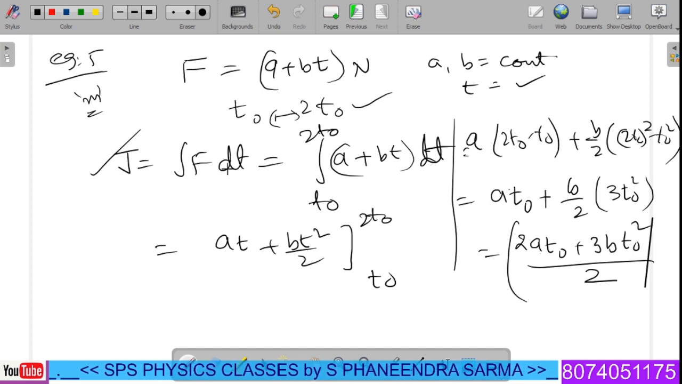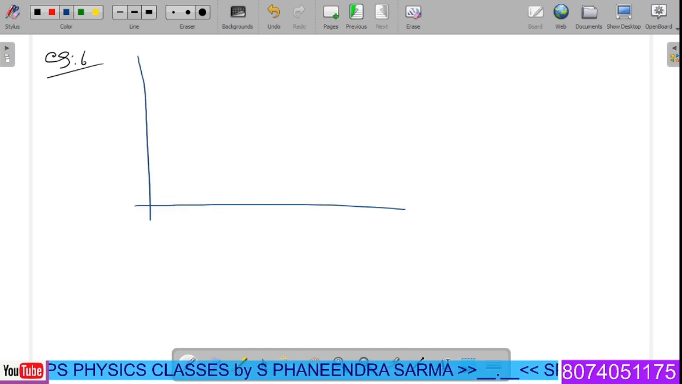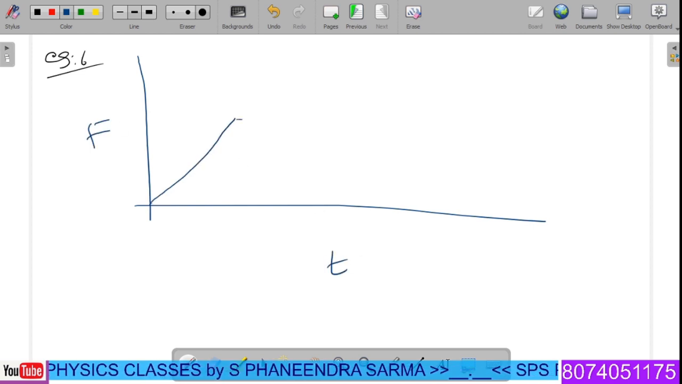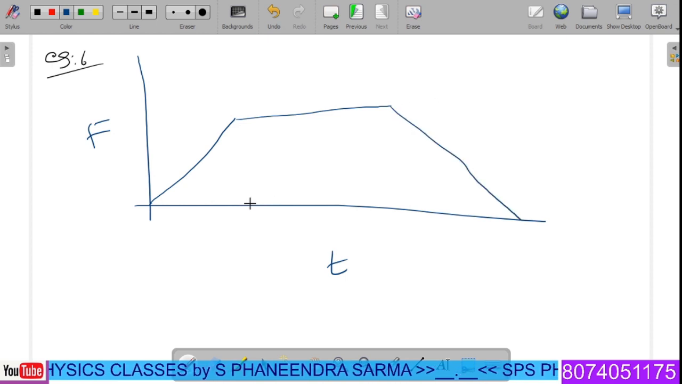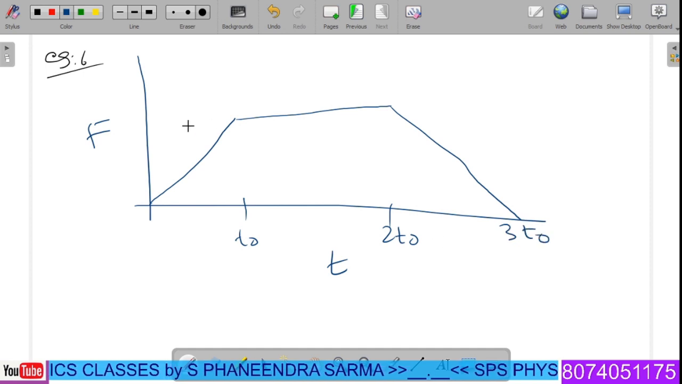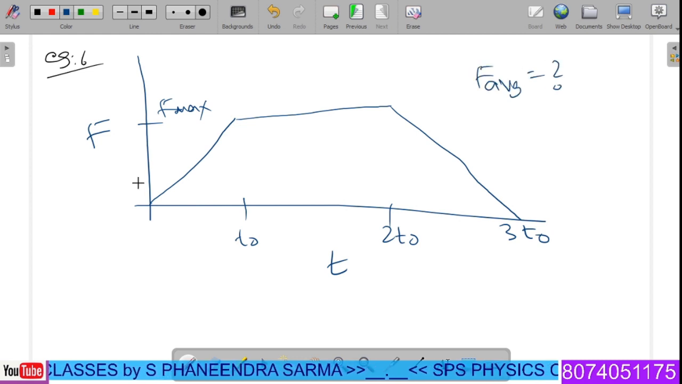In the examination, they can give you questions like this. For example 6, boys and girls, this is the homework question for all of you. Please take care. Suppose here is the graphical representation of force versus time for an impulse. This is the value of T naught, this is 2 T naught, and this is 3 T naught, and this is the maximum force. Now you have to find the average force with this particular data.